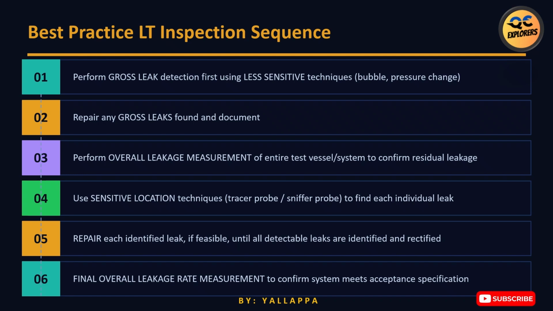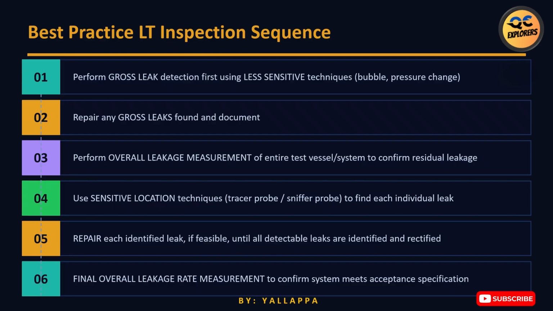Step 4. Sensitive leak location. Now introduce advanced methods: tracer gas testing, sniffer probes, mass spectrometer techniques. Locate remaining small leaks. Step 5. Repair individual leaks. Each identified leak should be repaired whenever practical. Documentation is essential. Traceability is essential. Quality control is essential.